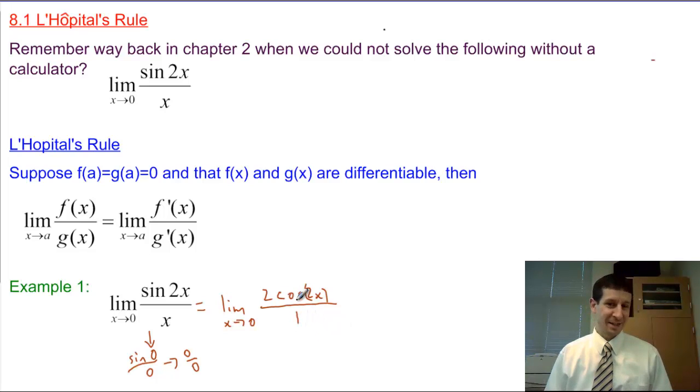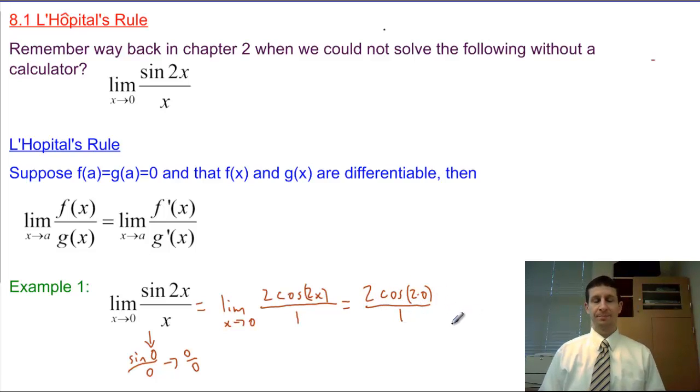Well, this time I know I'm not going to get 0 over 0 because I have a 1 on the bottom, so I'm going to go ahead and use an equal sign here and do the substitution. So we do 2 cosine of 2 times 0 in our parentheses, all over 1. How much is cosine of 0? Well, that's 1. 2 times 1 is 2, divided by 1 is an answer of 2.